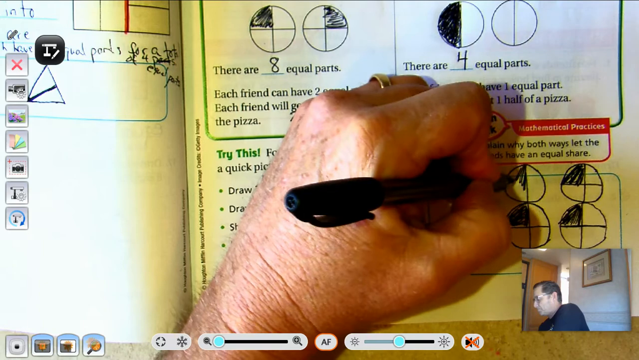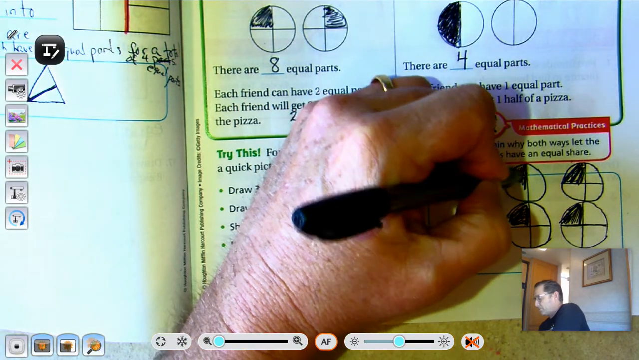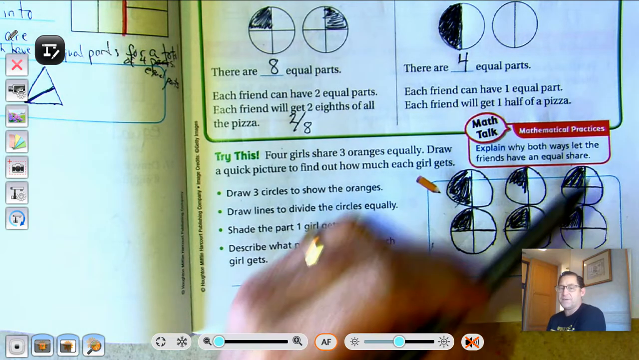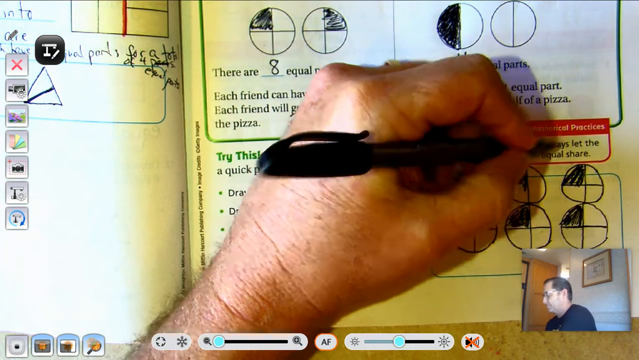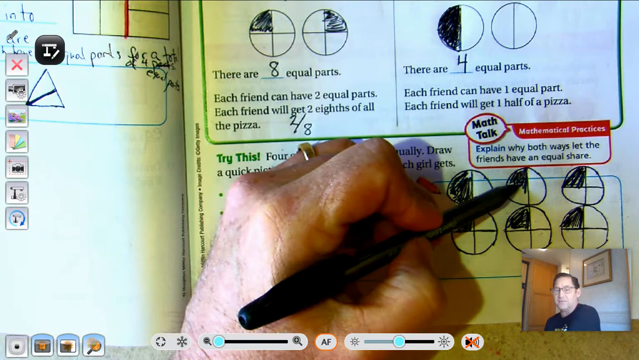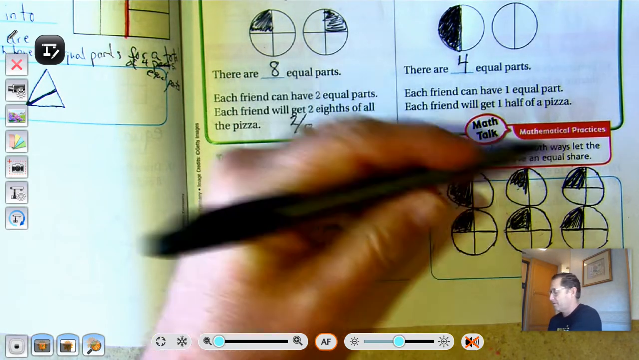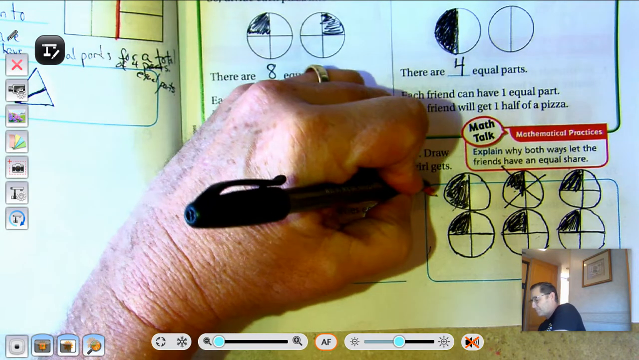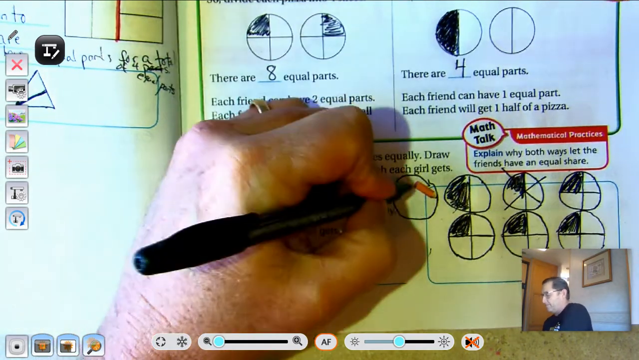So, whoops, sorry. So 1, 2, 3 pieces. I didn't mean to color this part, guys. Let me cross that out. Put it over here. Okay.